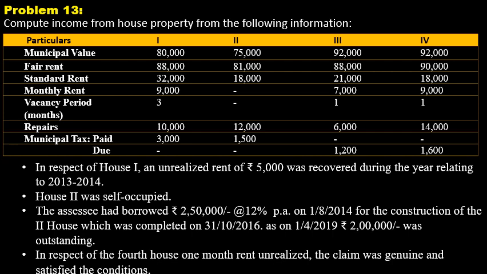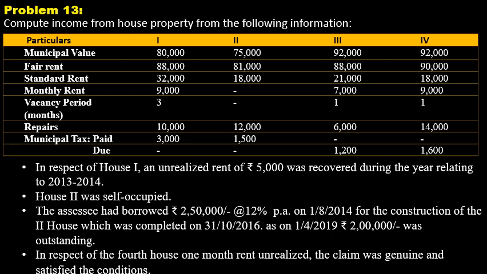So the first house is a let out property. The second house we will see later. On the basis of adjustment, we will consider whether it is self-occupied or used for other purpose. The third house is again a let out property due to monthly rent, and the fourth house is also a let out property because monthly rent is given for these three houses except the second house. Vacancy period: first house 3 months, third house 1 month, and fourth house also 1 month.